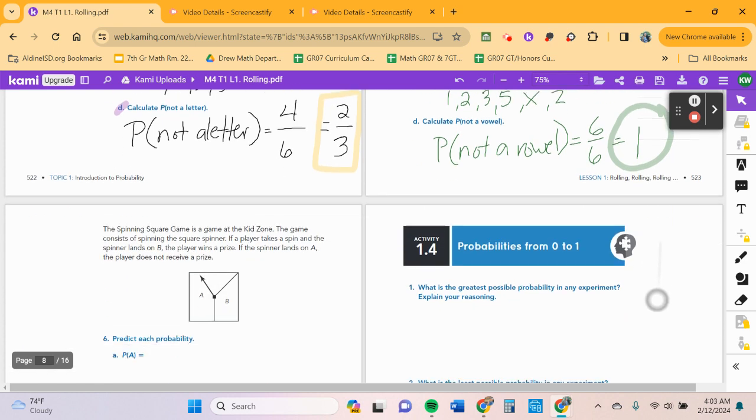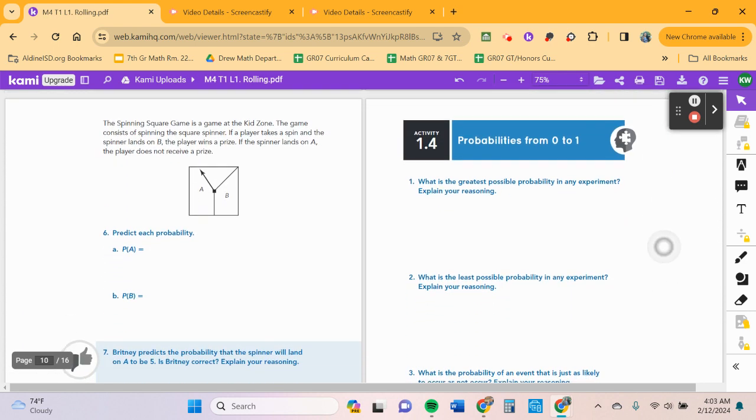All right, let's continue to the last page of this activity. It says the spinner square game is a game at the kid zone. The game consists of spinning the square spinner. If a player takes a spin and the spinner lands on B, the player wins a prize. If the spinner lands on A, the player does not receive a prize.